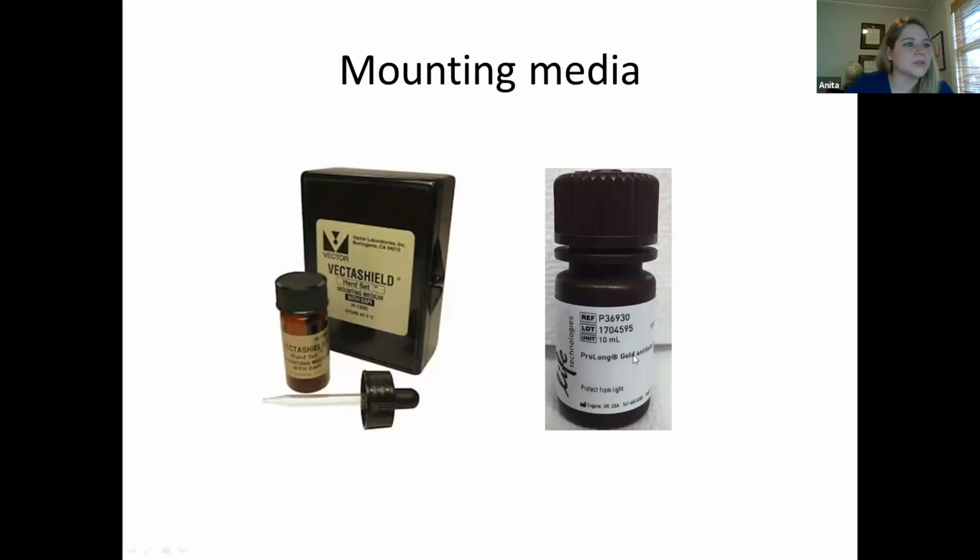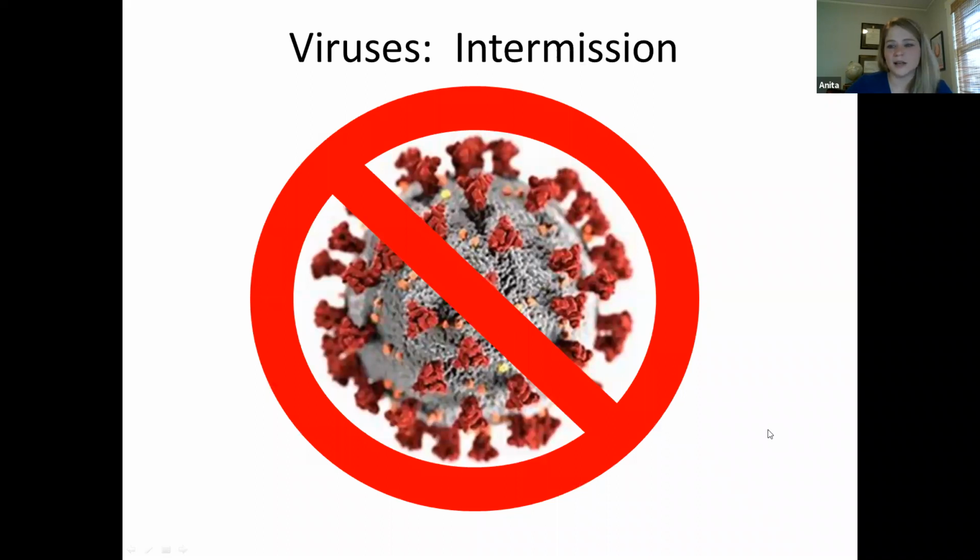And then Prolonged Gold is what Costa likes in our imaging facility. It can make little bubbles, so you have to be careful of that. And what's nice about your mounting media is that a lot of times it contains DAPI, so if you want to see your cell bodies, you don't have to do an extra step at the end of your staining.